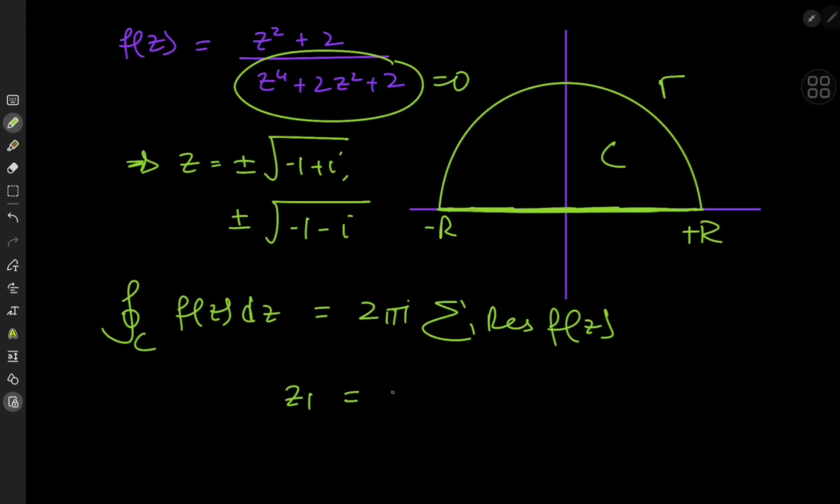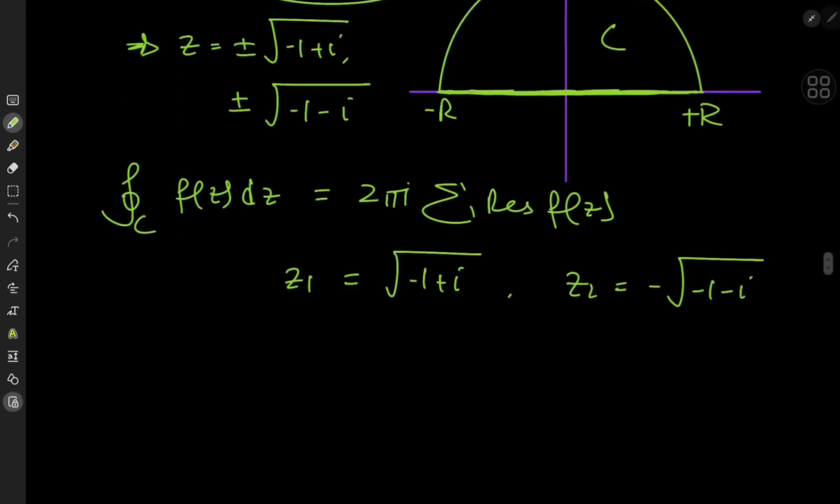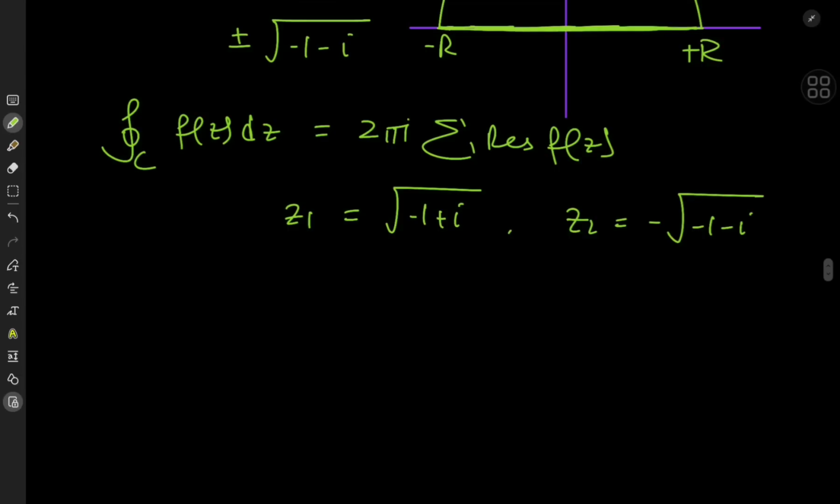So those are z sub 1 equal to root negative 1 plus i, and z sub 2 equal to negative root negative 1 minus i. You can verify that by calculating the arguments of the 4 simple poles. You'll find that only these two fall inside our contour. Okay, cool. So there's not much work left.